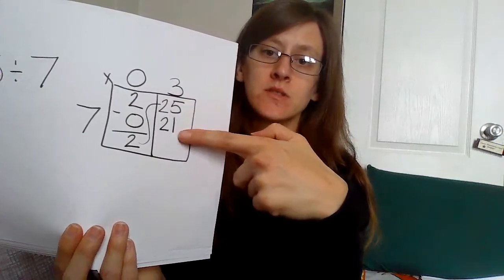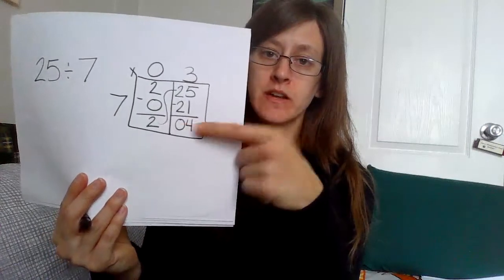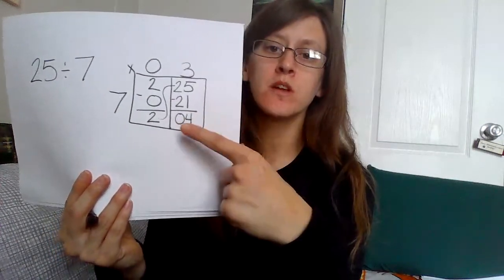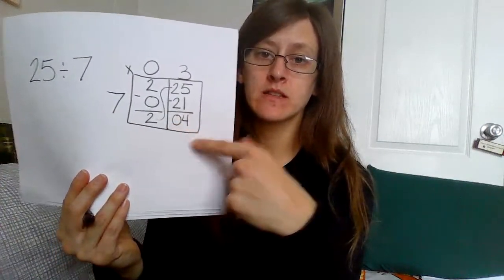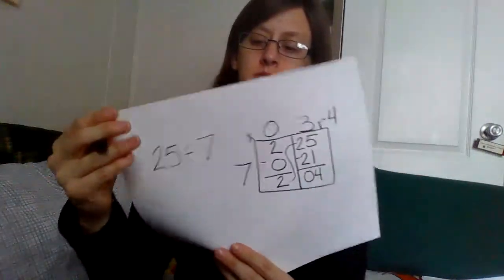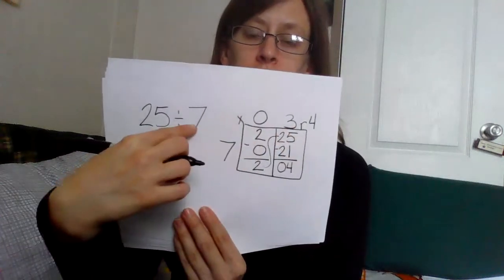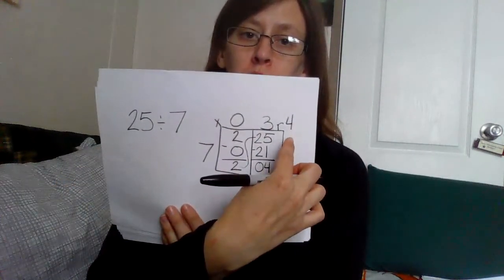Now I need to sister subtract. 25 minus 21. 5 minus 1 is 4. 2 minus 2 is 0. I don't have another column over here to bring the 4 over to. So instead of repeat, this is my remainder. So when you're dividing 25 by 7, you're only able to make 3 equal groups of 7, and you have 4 left over.